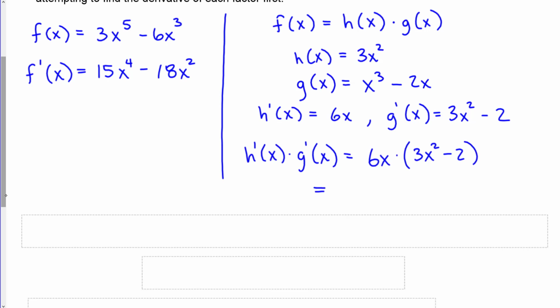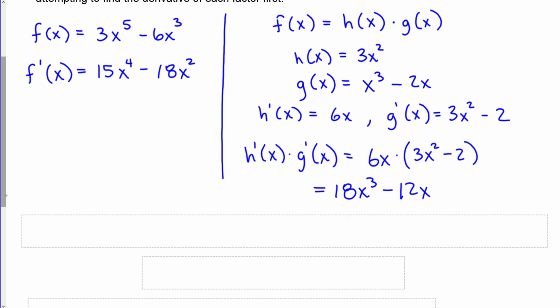That gives me 18x cubed minus 12x, which is not at all the same as 15x to the 4th minus 18x squared. And at this point in time, I get a lot of students who try and say, oh, well, maybe if we modified it this way, maybe if we just didn't do this part, and they try and come up with some way of determining. You just need to learn the product rule. The derivatives just don't work this way.